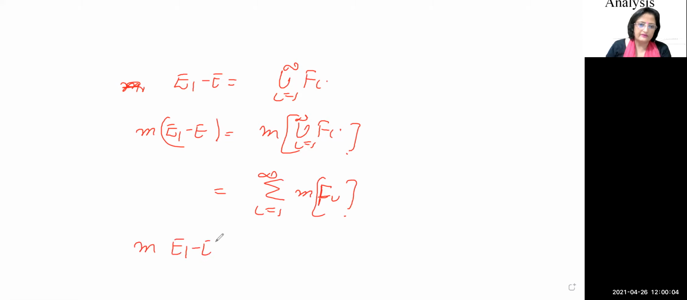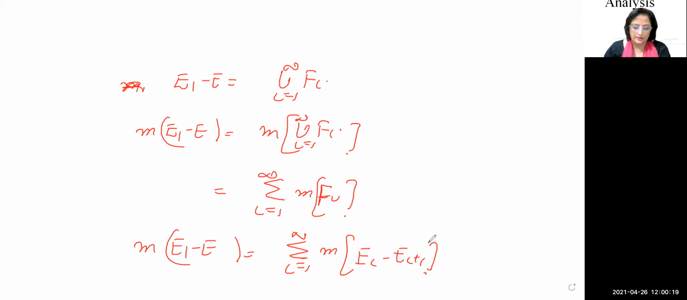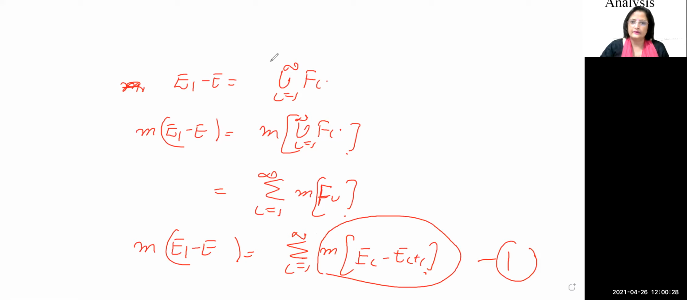So the measure of E1 minus E is equal to the summation, i running from 1 to infinity, and you put the value of Fi here, which is Ei minus Ei plus 1. Right? So let it be number 1. Now we will solve this too, and see what it converts to.